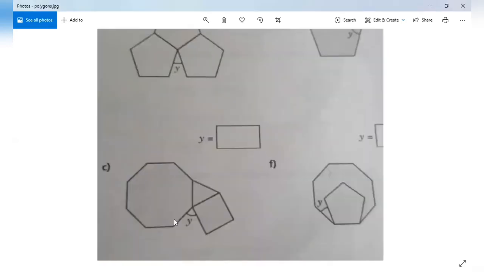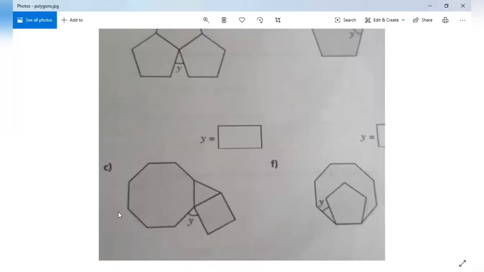Now, looking at this C here, we have 1, 2, 3, 4, 5, 6, 7, 8. So this is an octagon, 8-sided shape, and we're asked to find y. So we need to find what the interior is or the exterior. So if I get my pen again, I'm going to do 360 degrees divided by 8, because there are 8 angles in an octagon, and this should give me 45 degrees for the exterior. So if I extend this, this will give me 45 degrees.